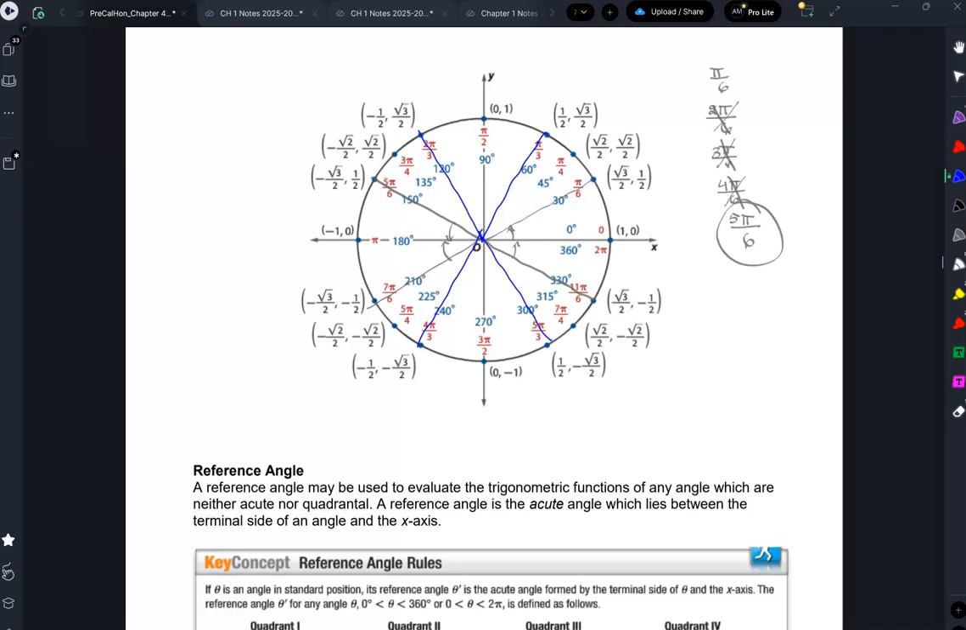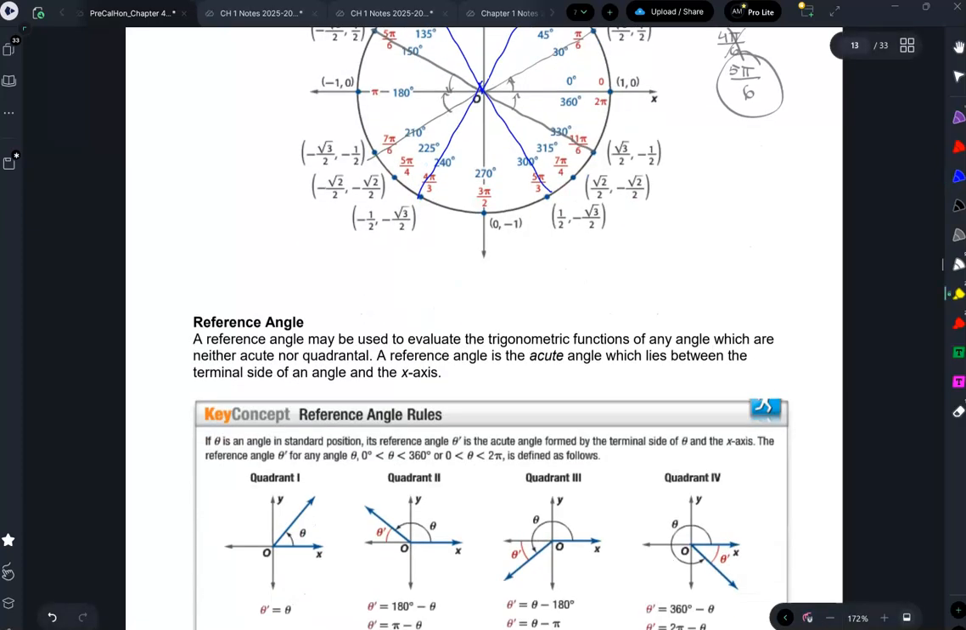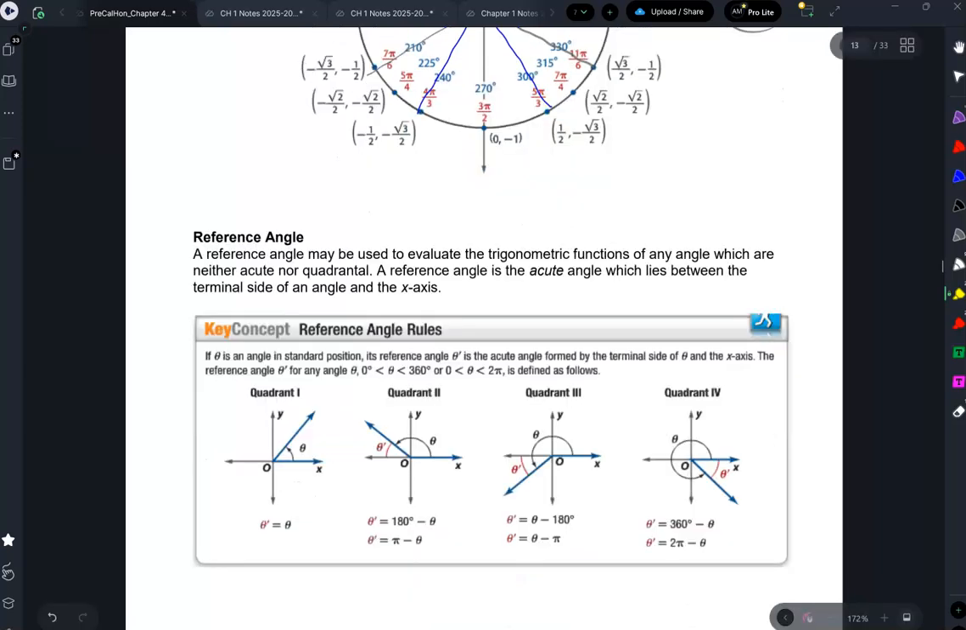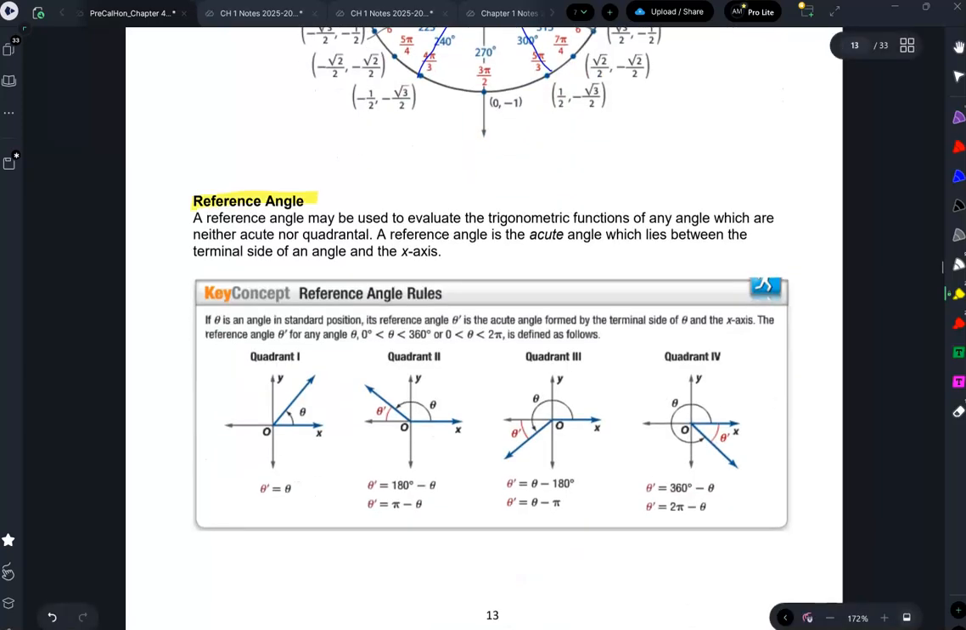Reference angles. They're important. Let's talk about reference angles and then we're going to put it all together. A reference angle is an acute angle which lies between the terminal side of an angle and the x-axis. So here's an angle where there's no need for a reference angle, but that would be it.